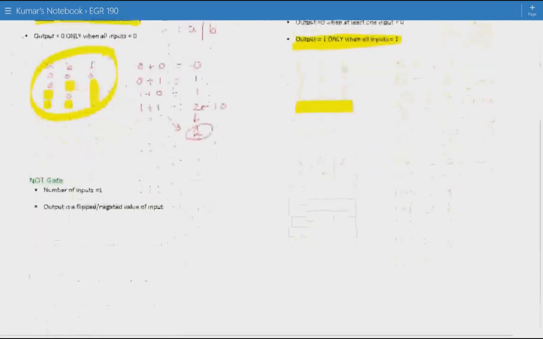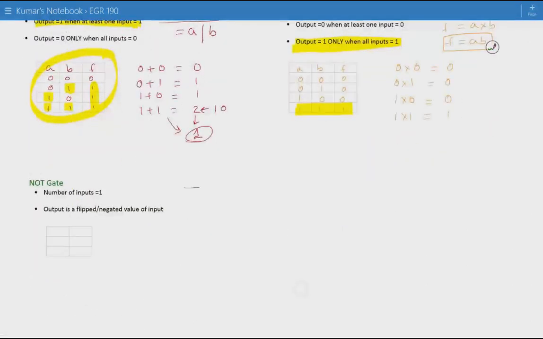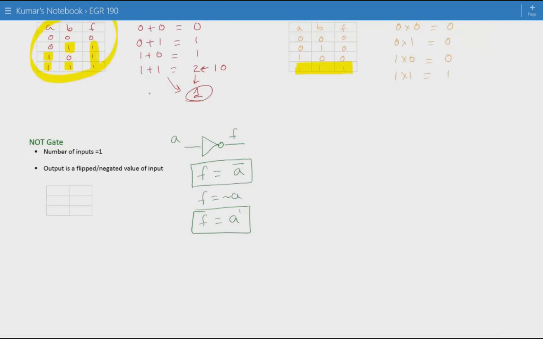Okay, now let's look into the last gate here, which is the NOT gate. A NOT gate basically looks like this, a triangle with a bubble at the output. So if you have input A, output F, your F could be written as A bar, or it could be written as negation A. So in this class, based upon the problem we are in, we could use this representation or this representation. As the name implies, the output is just a flipped value of the input.